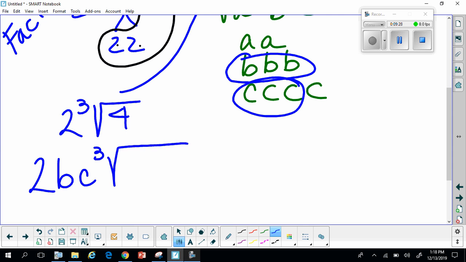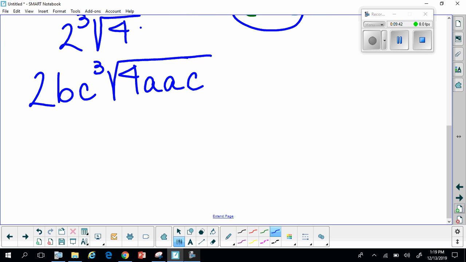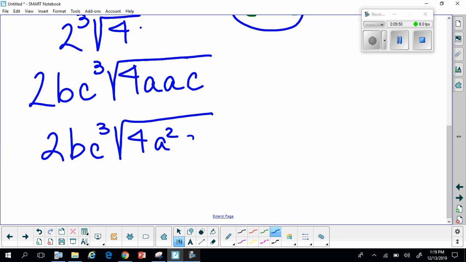Now, I'm going to rewrite this problem. I know that my 4 from above is still there. What do I have left over? I have A, and I have a C. Of course, I can actually simplify the A A and make it into 4A squared C.